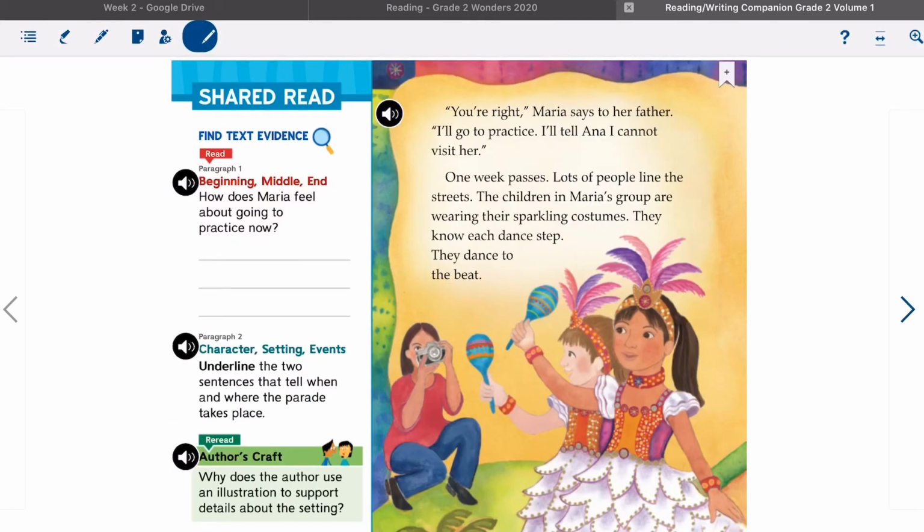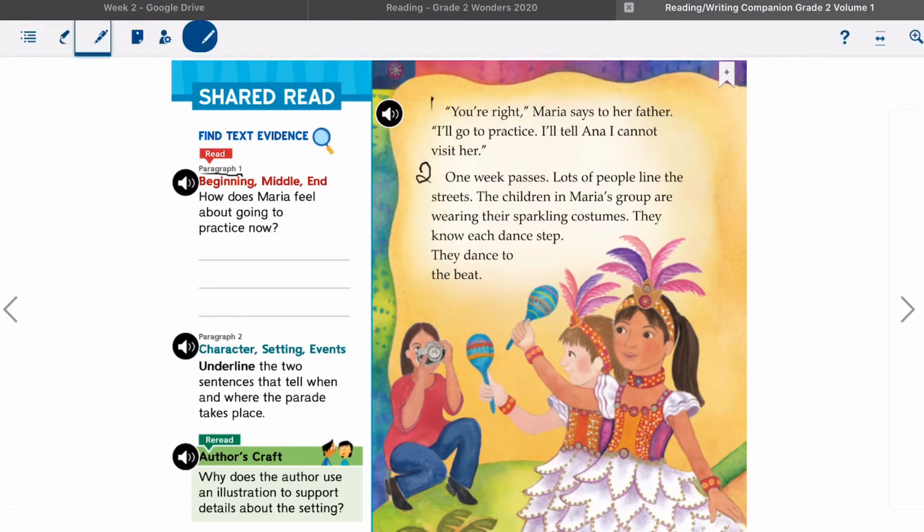All right, on page 6, once again, we start by numbering the paragraphs. And we do that because in paragraph 1, we're going to find out, how does Maria feel about going to practice now? We knew that in the beginning of the story, she did not want to go. But let's read or listen to find out how she feels about going now. Touch underneath as the words are read.